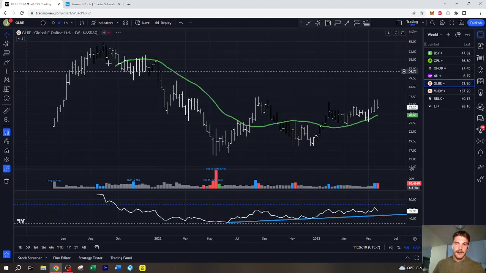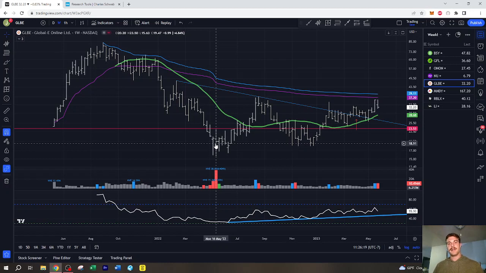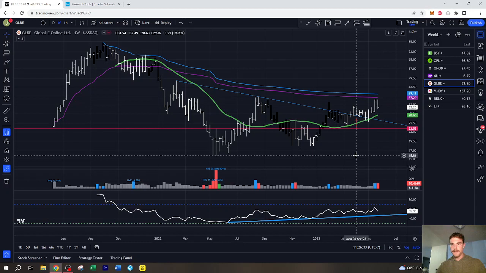Next up, we have Global E Online. I don't know if you're noticing this, but there's been a clear pattern of sideways action since May of last year in a lot of these IPOs. They came back down in November, and then a lot of them have been moving higher and breaking out of these short-term bases, and then I'm going to use the IPO VWAP as kind of the long-term breakout here.